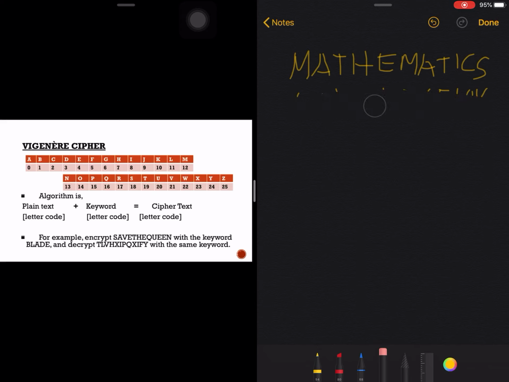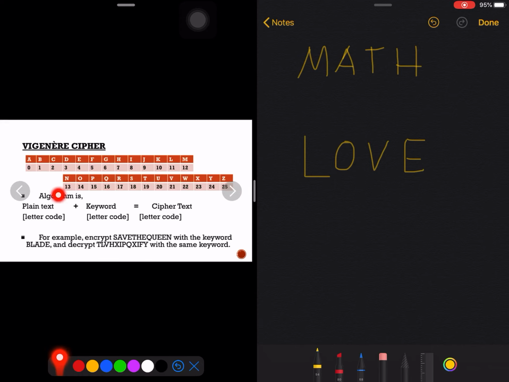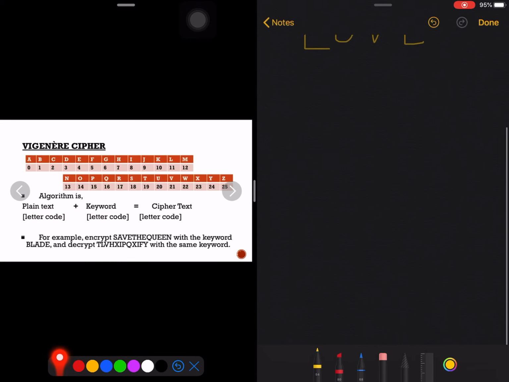Okay, so that's how you start with Vigenère Cipher. So let's apply encrypting. Let's have a short word. Say, let's go back to math and say the keyword would be love. It says that when you are to do Vigenère Cipher, this is the algorithm. So if you want to do our solutions as in affine and shift cipher, you may do something like this.